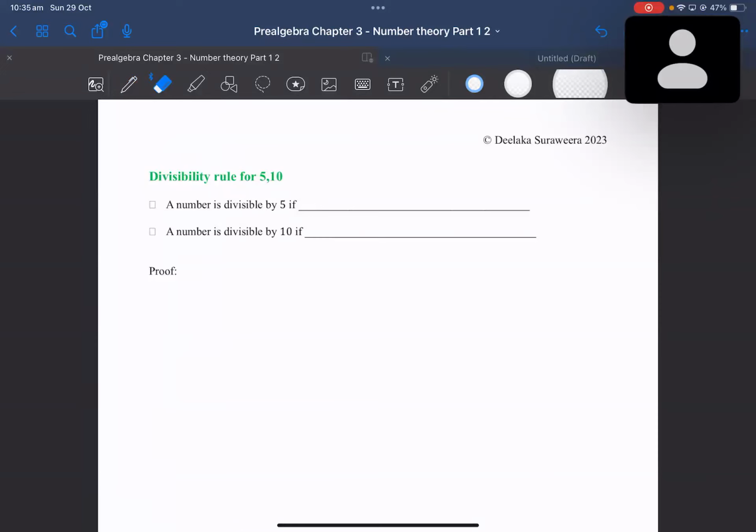Alright, let's go to the divisibility rules for 5 and 10. These are pretty easy. Numbers are divisible by 5 if the last digit is 0 or 5. And for 10, the last digit has to be 0.